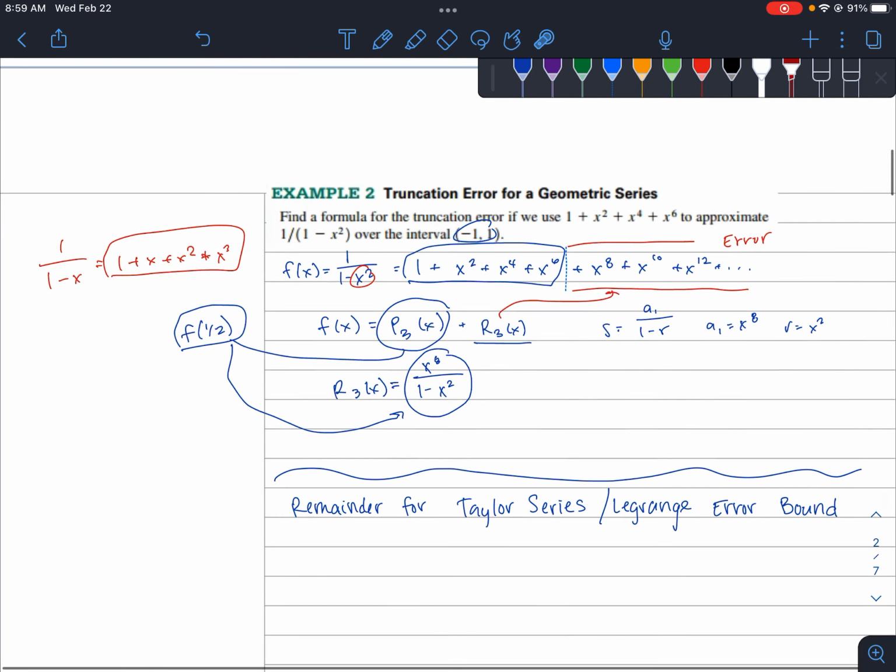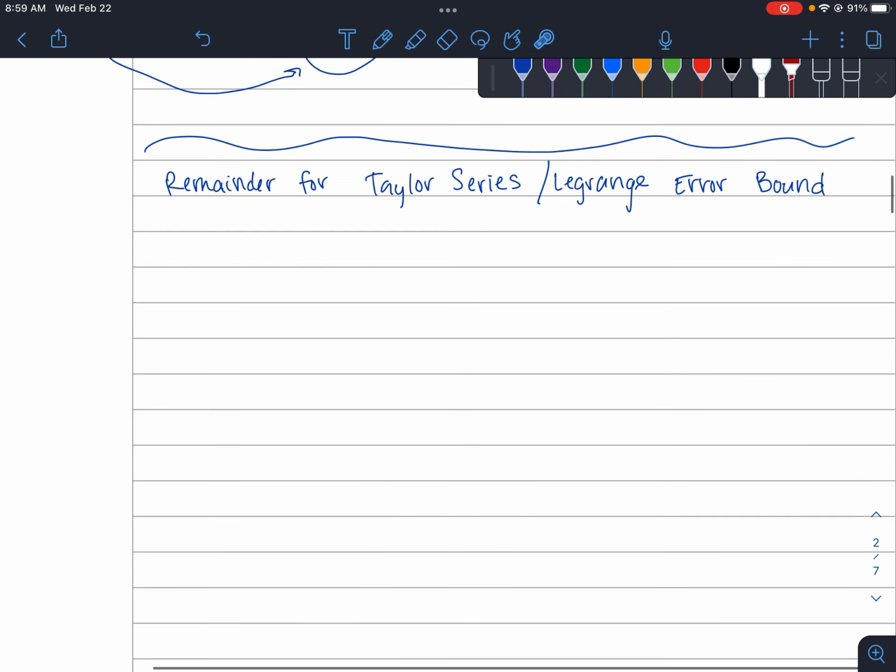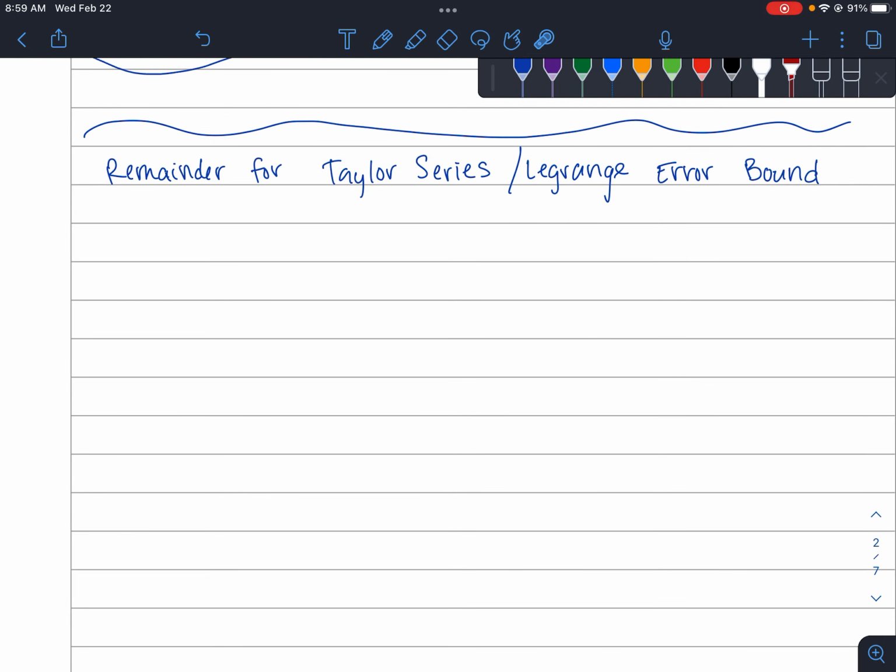So there's another type of error. The last one that we're going to talk about is for Taylor series, and it's called the Lagrange error bound. It extends from this idea, and it also extends very closely from the alternating series error bound. Now, the thing that's different is that in Taylor series, it might not be alternating. It might be alternating, but we can still apply the same idea as the alternating series error bound, which is that the n plus one term is the highest that it can be.